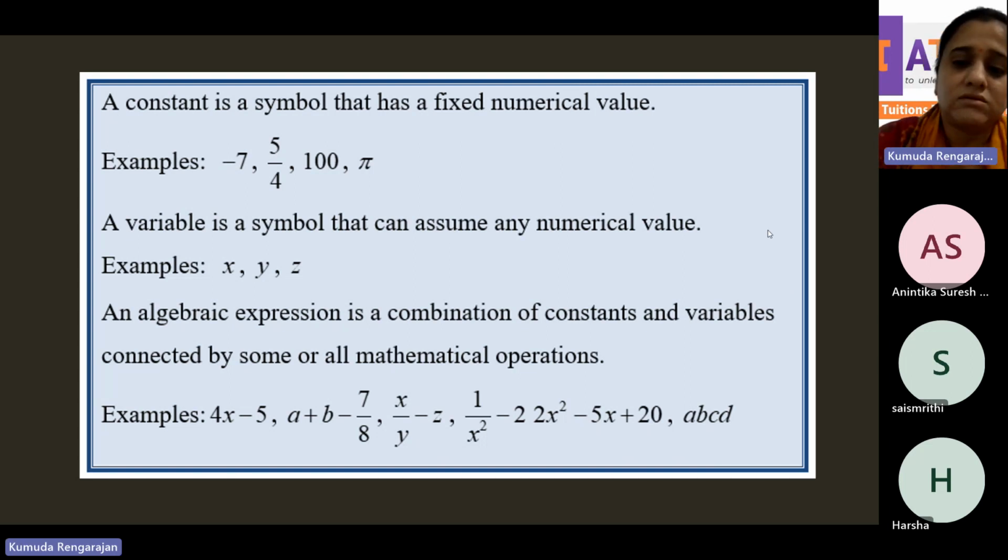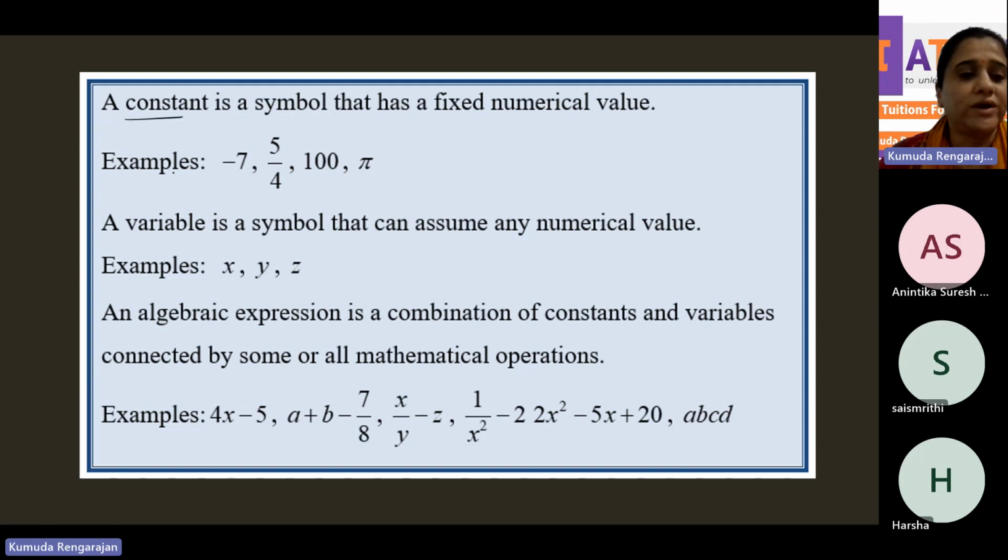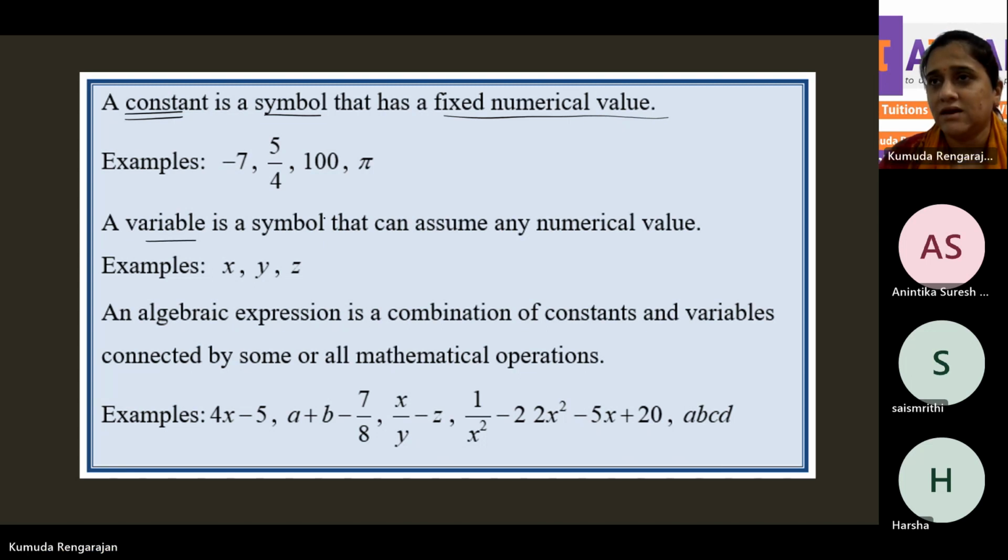So this is a new chapter from the NCERT maths textbook, and it's called Algebraic Expressions and Identities. Before we start working the questions from the exercises, we need to get familiar with certain terms in this chapter. So to begin with, what are constants and variables? A constant is a symbol that has a fixed numerical value.